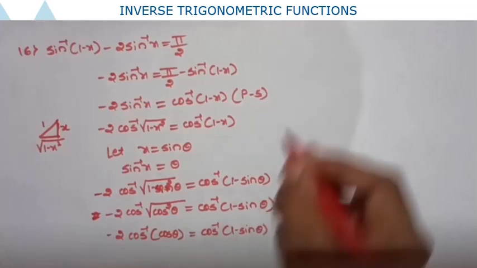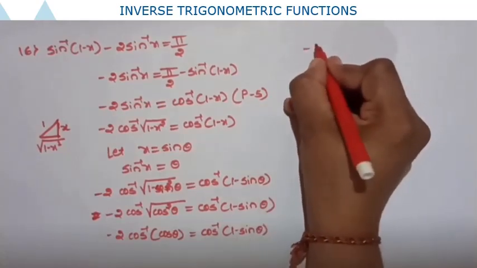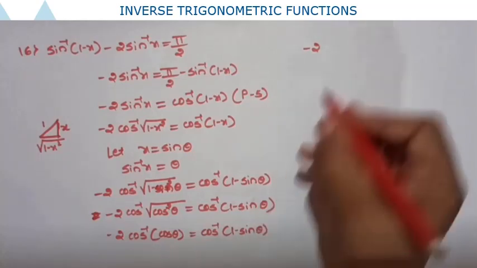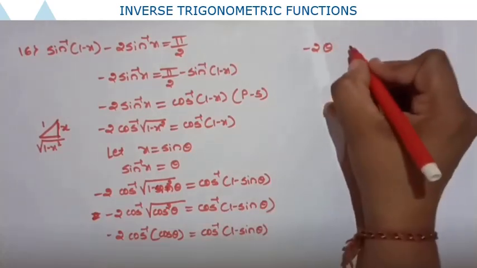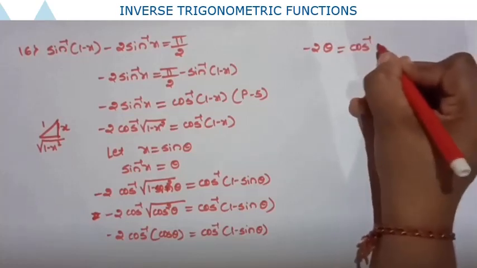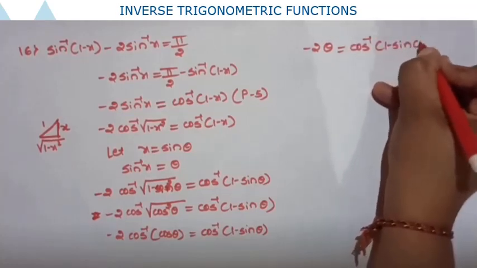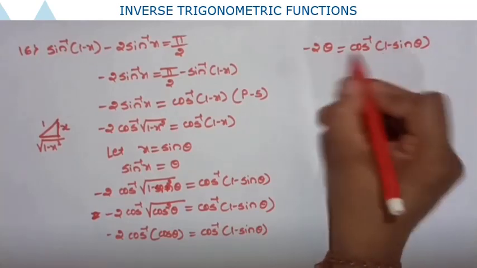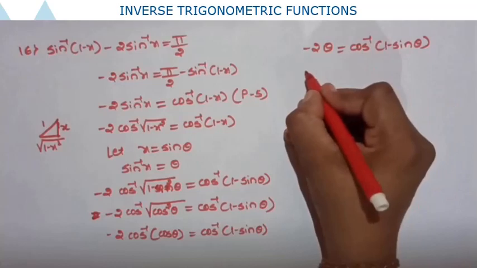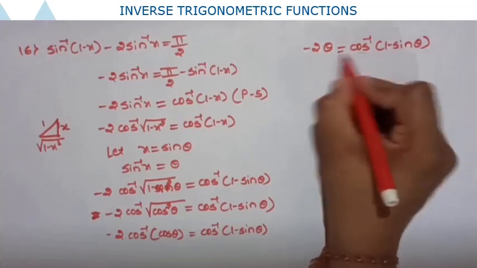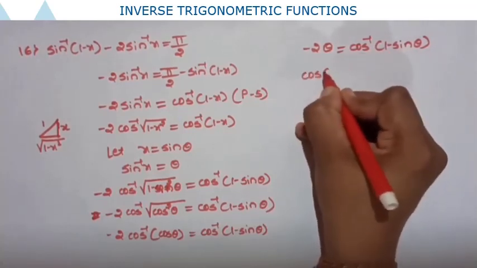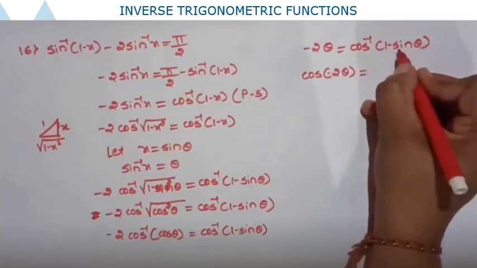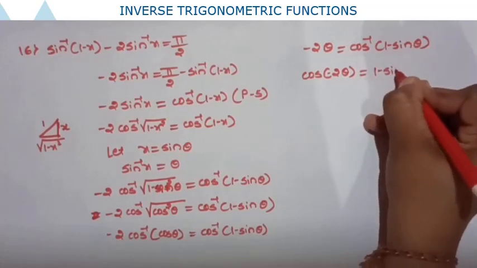So next step becomes minus 2 into cos inverse of cos theta, that is nothing but theta by property number 1, minus 2 theta, this is equals to cos inverse of 1 minus sin theta. If theta is equals to cos inverse x, therefore we can write cos theta is equals to x. Or else apply cos on both sides, therefore we are getting cos of minus 2 theta equals cos of cos inverse 1 minus sin theta, that is nothing but 1 minus sin theta.